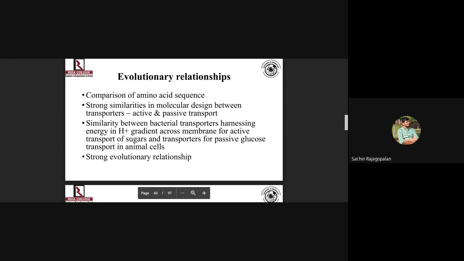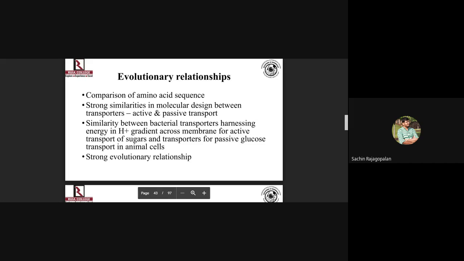Now, what you need to understand is that they've given you an example over here: bacterial transporters, which derive ATP from the proton gradient across the membrane, and the transporters which are involved in passive transport of glucose in animal cells. Look at that. We are talking about bacteria and we are talking about transporters in animal cells. We are saying that there is strong similarity between them. So this is also an indication of evolutionary relationship.